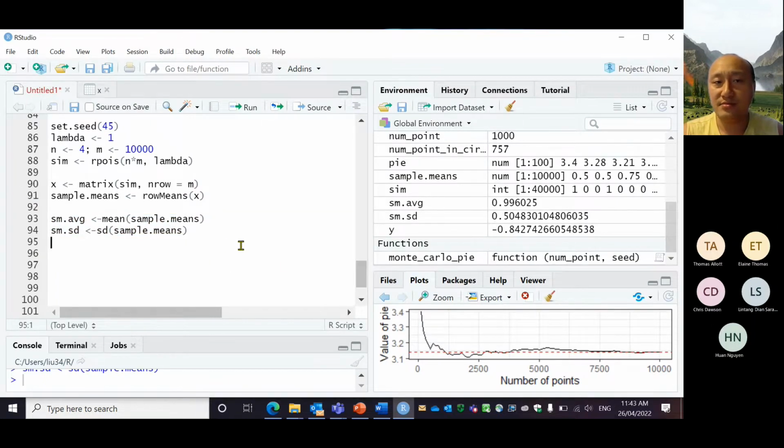What should the variance be? The variance should be the population variance divided by the sample size. Our population variance is lambda, which is 1. Sample size is 4. So the sampling distribution's variance should be 0.25, right? And the standard deviation should be 0.5. Again, our simulation is almost the same as the theoretical value. The standard deviation of the sampling distribution of the mean is 0.540. So you can see our simulation did quite a good job. Okay.